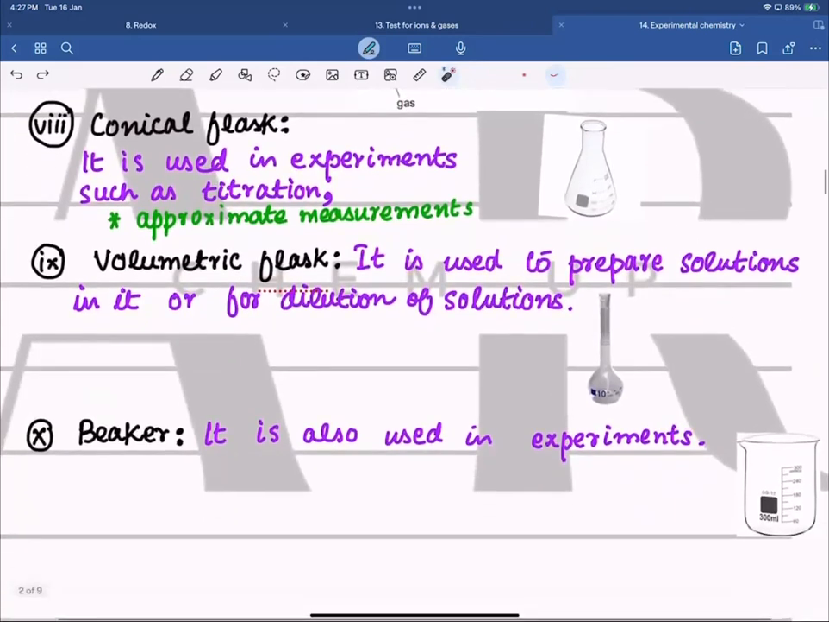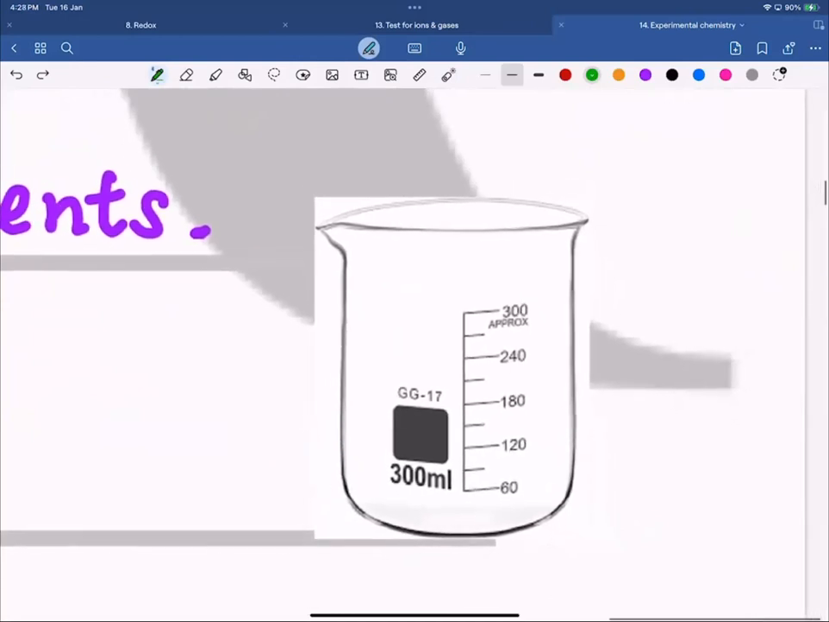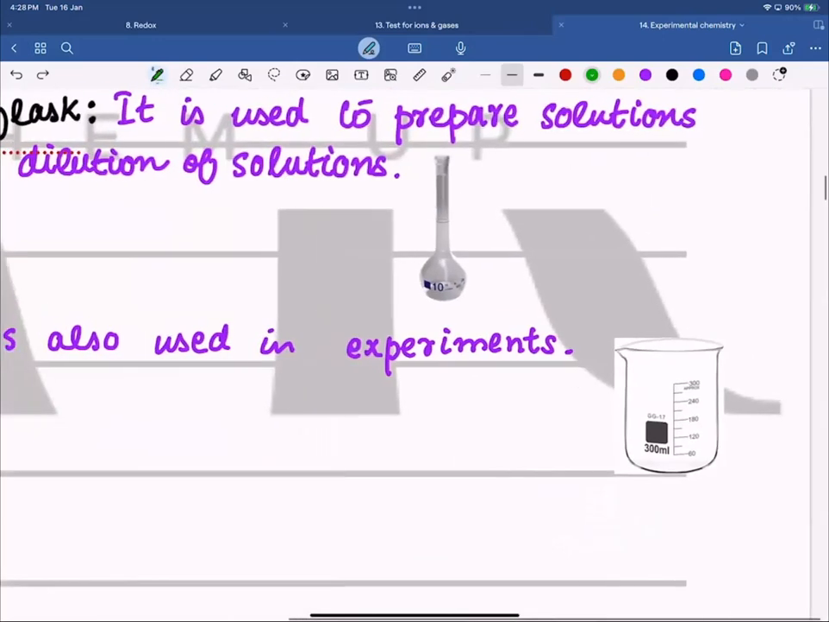Then we have a beaker. A beaker is also used in experiments where we mix two or more chemicals and allow them to react. Besides this, if you see on the beaker, there is a scale as well, right? So that scale, see here, it is written as approx. So beaker, conical flask, and measuring cylinder: these three always measure the volume approximately. These are not going to give you exact or accurate readings. Exact and accurate readings are taken by pipette, burette, and volumetric flask.